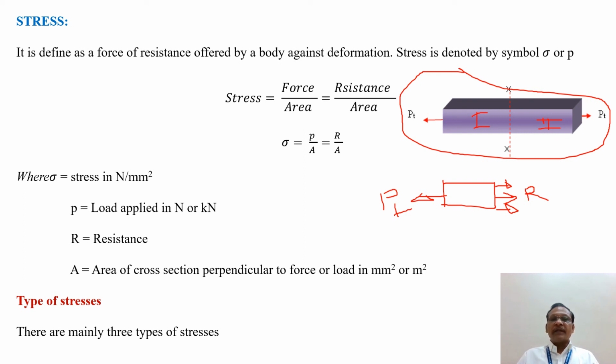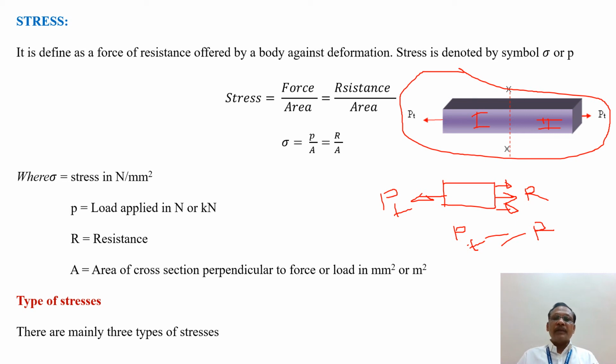So stress is nothing but the ratio of force divided by the area, and you know that force here is nothing but a resistance. From this figure, if this block is in equilibrium, then PT, the tensile force, is equal to R. So we can replace the tensile force by the internal resistance. In short, sigma is force upon area, which is resistance per unit area.